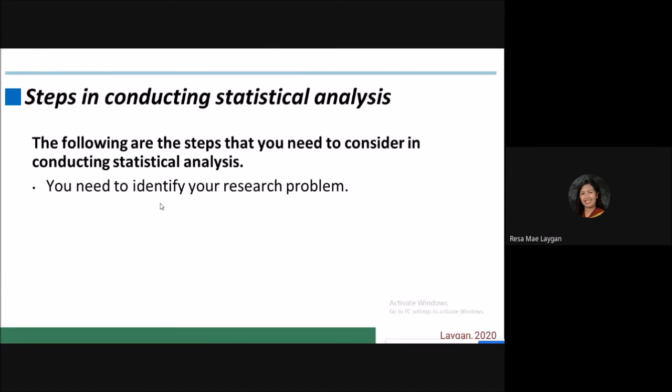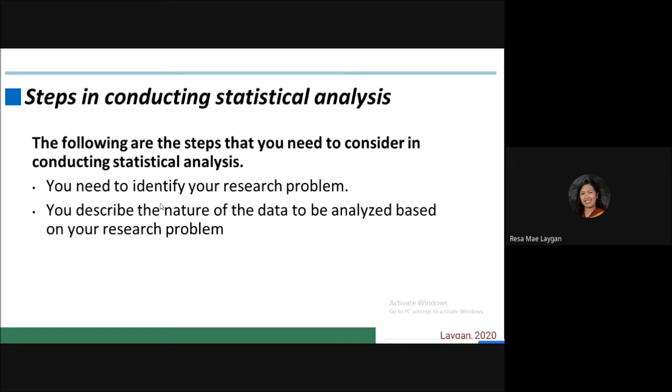First, you need to identify your research problem, because your research problem will serve as the basis for what statistical technique you are going to use in analyzing your data to come up with a solution or an answer. Also, describe the nature of the data to be analyzed based on your research problem. You have to describe if the data is categorical, ordinal, or a continuous variable, then you may apply the applicable statistical techniques in analyzing the data.